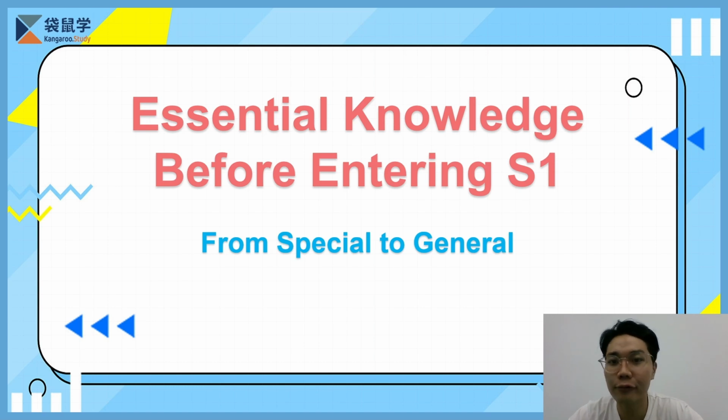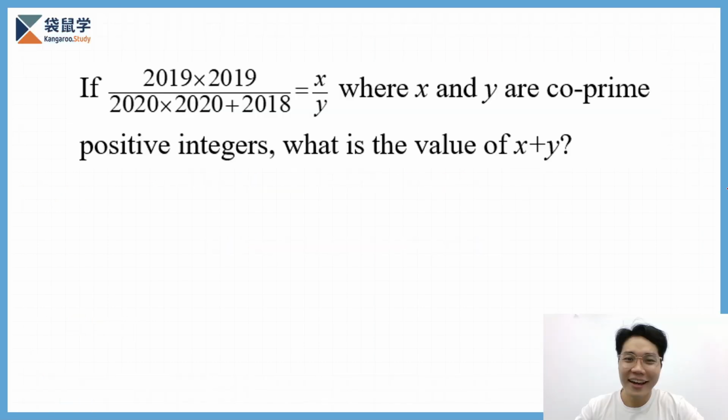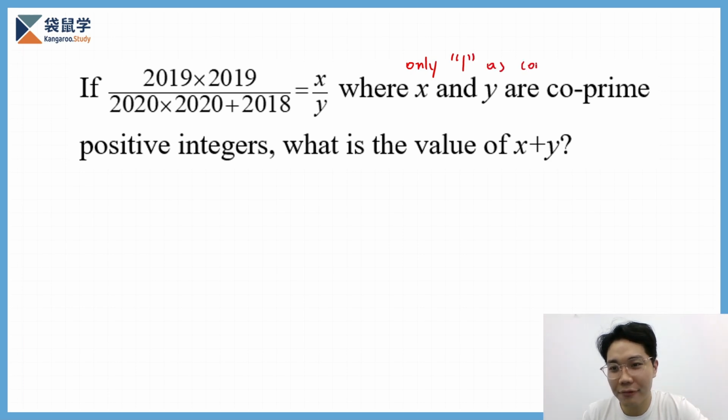Today's topic will be from special to general. Let's look at the question, shall we? If 2019 times 2019 over 2020 times 2020 plus 2018 is equal to x over y, where x and y are co-prime. Some of you might not be familiar, right? Those of you who have come to the holiday class should be very familiar. x and y are co-prime, which means they only have the number 1 as a common factor.